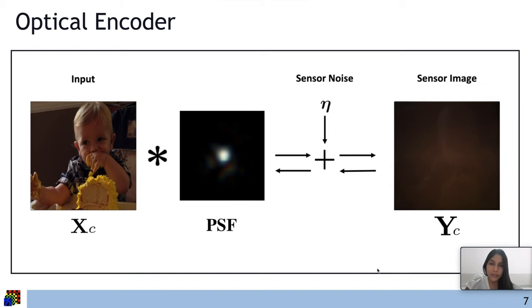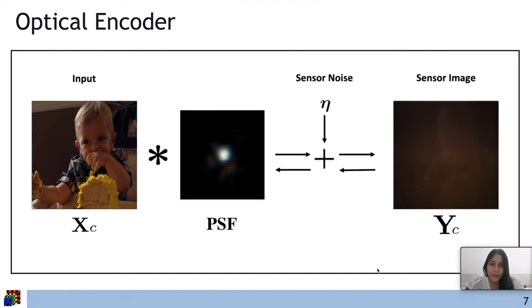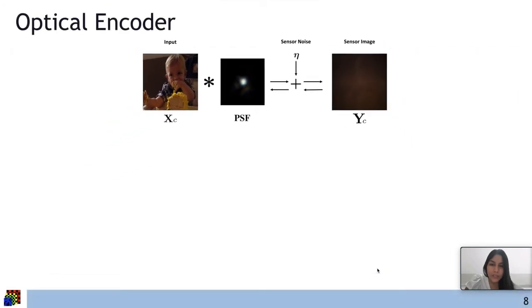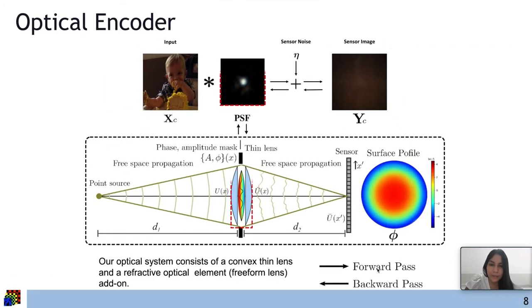First of all, the encoder consists of a convolution between the X images and a phi point spread function, adding a sensor noise to generate the blurred Y images. This point spread function is produced by the refractive optical element to encode the physical characteristics of an image.